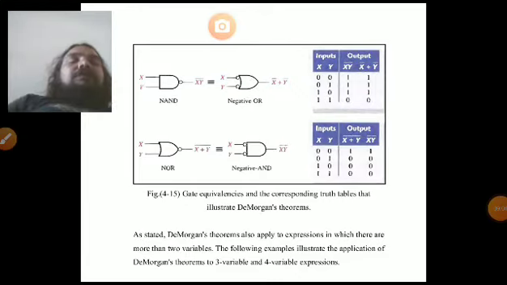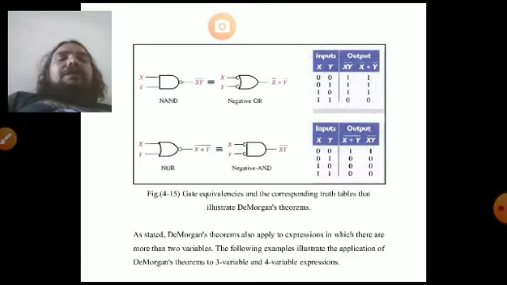Next, the second one, De Morgan's second theorem. In De Morgan's second theorem, the LHS stands for the NOR gate and the RHS stands for the negative AND gate. We verify De Morgan's second theorem with the help of the truth table, where x and y are the input variables.